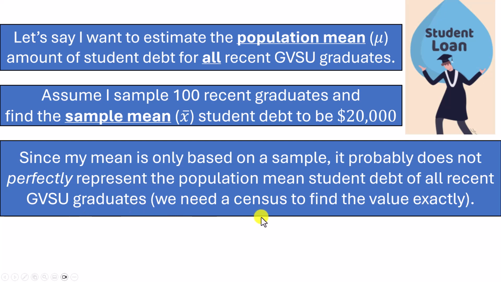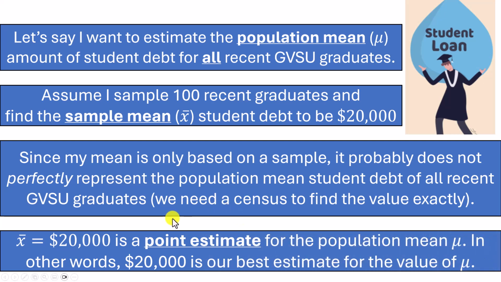I would need a census of all of the recent Grand Valley graduates to find this value exactly. So most likely this 20,000 could be maybe a little bit too high or perhaps a little bit too low. But nevertheless, this is an estimate for that population mean student debt. The statistical term that we use here is a point estimate. We would say that the sample mean is a point estimate for the population mean. In other words, we don't really know what the population mean student debt is of all recent Grand Valley graduates, but our estimate of that value is $20,000 based on our sample.